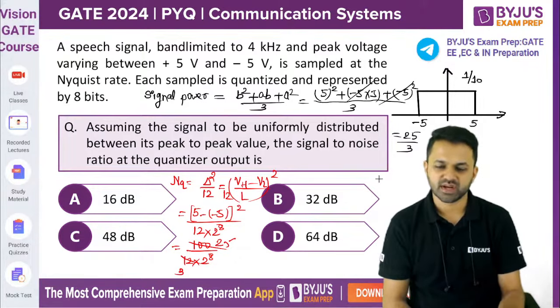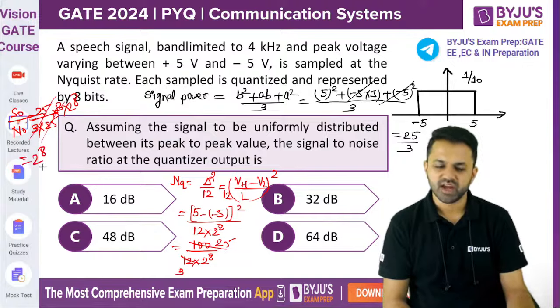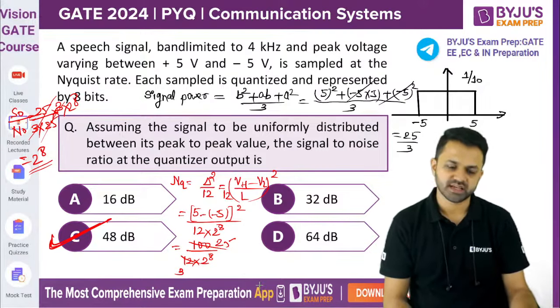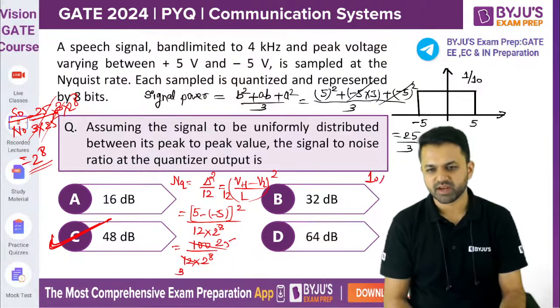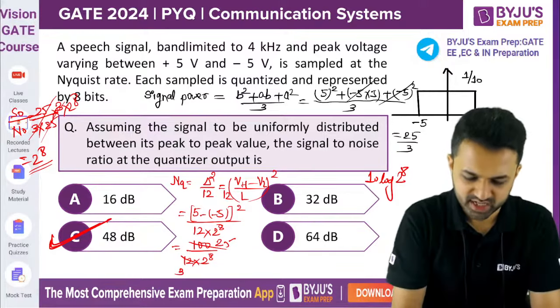Hence, when I calculate the signal power to the noise power, 25 upon 3 is the signal power, and then 25 upon 3 into 2 to the power 8. So it all gets cancelled and we get 2 to the power 8. And 2 to the power 8 is approximately 48 dB. 10 log 2 to the power 8 you can calculate. So I think it is approximately 48 dB.